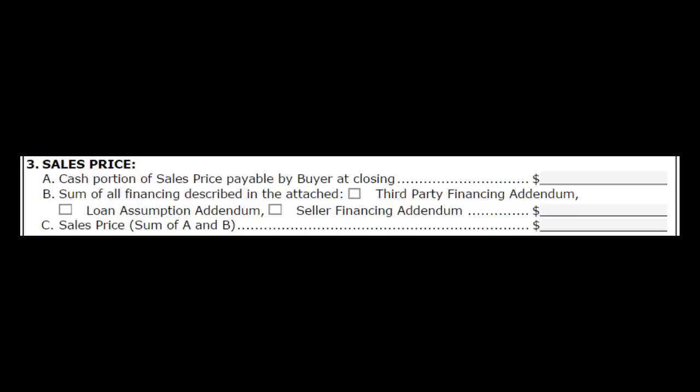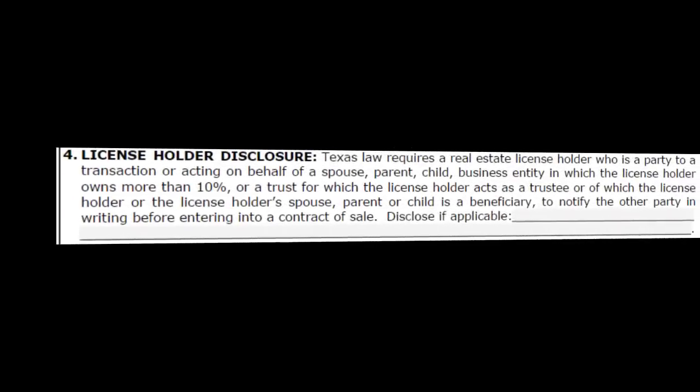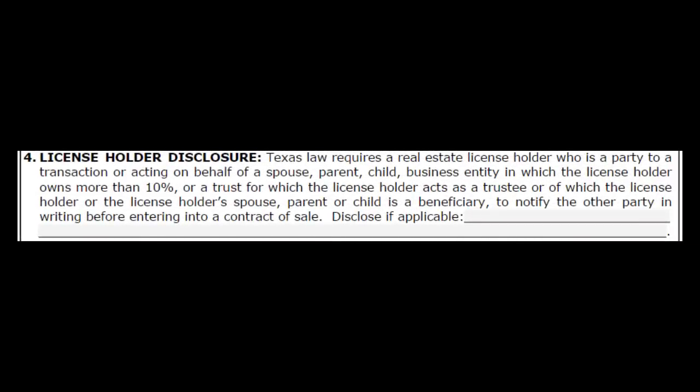I'm going to move on to paragraph 4. Paragraph 4, this is where you disclose if you have a real estate license and you're buying the property, or you have a real estate license and you're selling the property yourself, like you're going to be the buyer or you are yourself the seller. If you have that real estate license, you must disclose that. And that's what this paragraph is for.